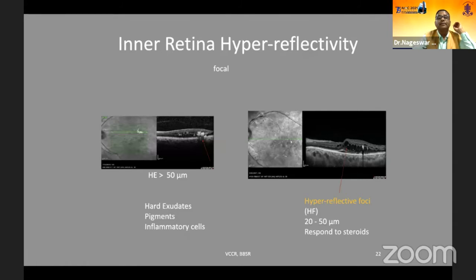And inner retinal hyperreflectivity: again, hard exudates in the retina are usually more than 50 micron, as are pigments or inflammatory cells in the retina. And for the lesser size, nowadays we are defining hyperreflective foci. You will see them particularly in diabetic macular edema patients, because of long-standing diabetic macular edema, there will be some changes in the hyperreflective foci. They are less than 50 micron in size, and they will respond to steroids. In those cases, anti-VEGF may not be effective. You have to combine with steroids, or you can go with steroid alone.